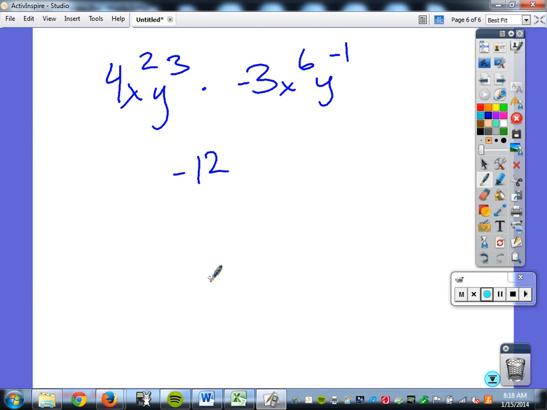Could I add these two together? Because they're not like terms, correct? But I can always times things together, right? I just cannot add things together, right? Okay, what is my x's going to be? 8. How'd you get 8, Ian? Because remember, when you multiply like bases, you add the exponents, right? How about our y? There's our answer.